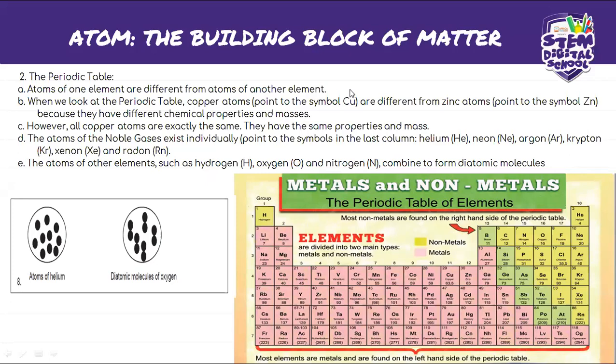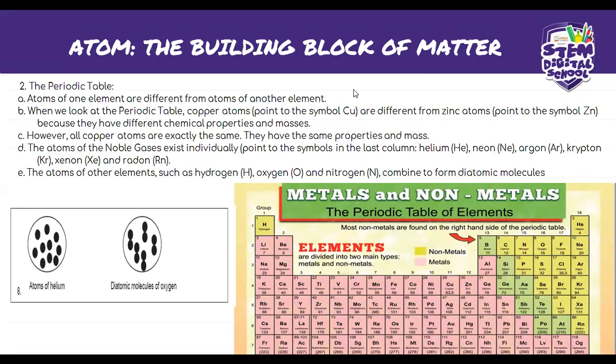Most non-metals are found on the right hand side of the periodic table, and then the metals are found on the left hand side. Okay. So let's go on. Guys, do you have any question on the periodic table or can I continue? Okay, yes, I can see, copper 29, yes, it's 29. All right, you are following.